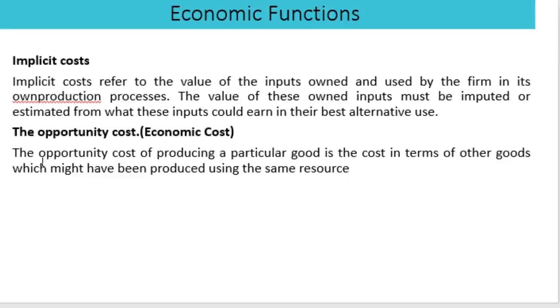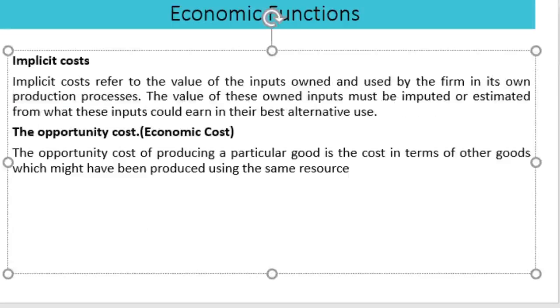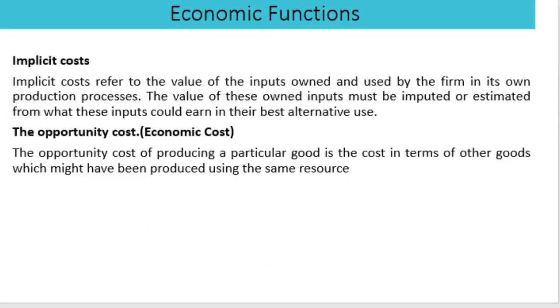The second type is the implicit cost. Implicit cost refers to the value of inputs owned and used by the firm in its own production process. That is, the value of these owned inputs must be imputed or estimated from what these inputs could earn in the best alternatives. That is, the implicit cost means the cost of inputs owned by the firm.